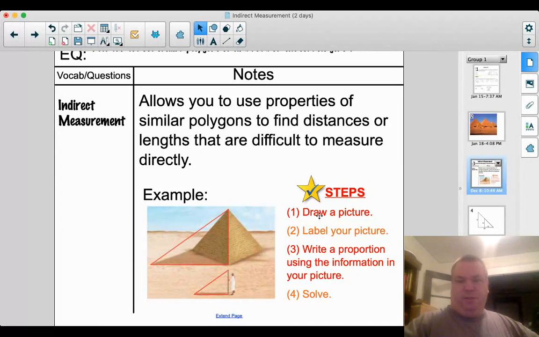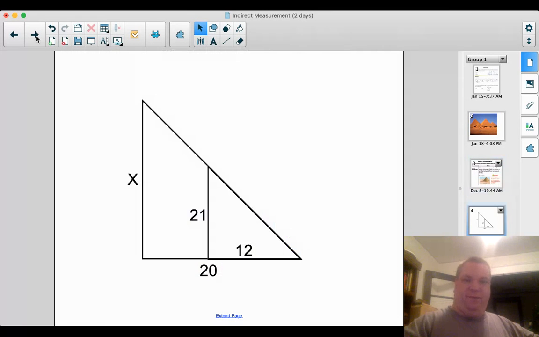Okay, so we draw a picture, label the picture, write a proportion using the information in your picture, and solve. So you would write how tall you are here, how long your shadow is here. You can measure the shadow of the pyramid because that goes along the ground. So tell me how long that is. Okay, so you can fill in that. And then all we're trying to solve for is the height of the pyramid.